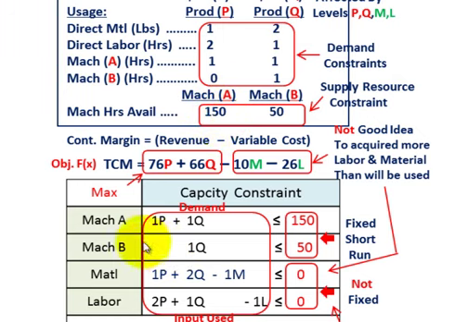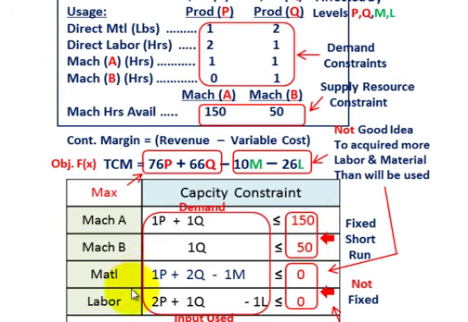Okay, and then for machine B, we also have some constraints. In the case of machine B, only product Q is going through machine B, and it's using 1 hour, so 1 times Q, and that has to be less than or equal to what? 50 hours. That's all the capacity we have for machine B. Okay, and just a note here, those are going to be fixed in the short run. That's why we can use our linear optimization here. We're just saying those costs are fixed in the short run. That's what we're looking at.